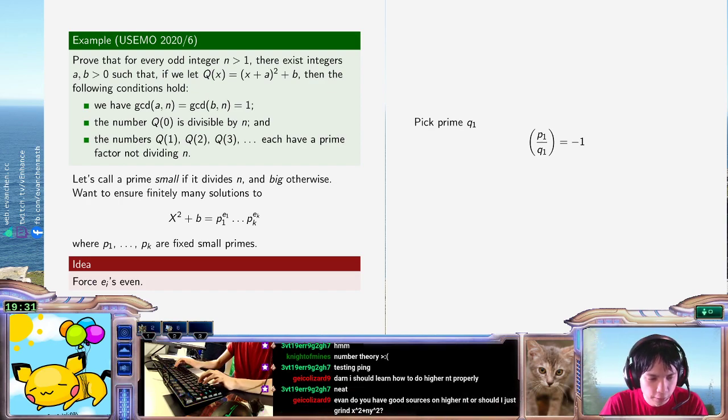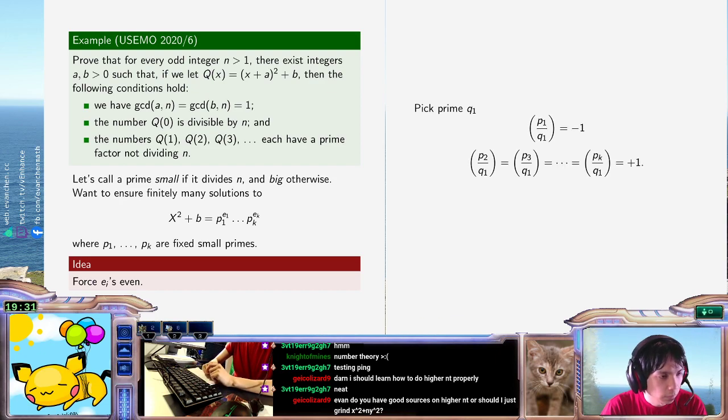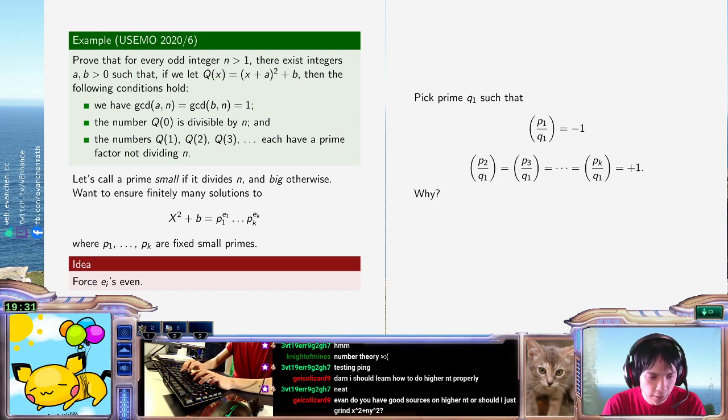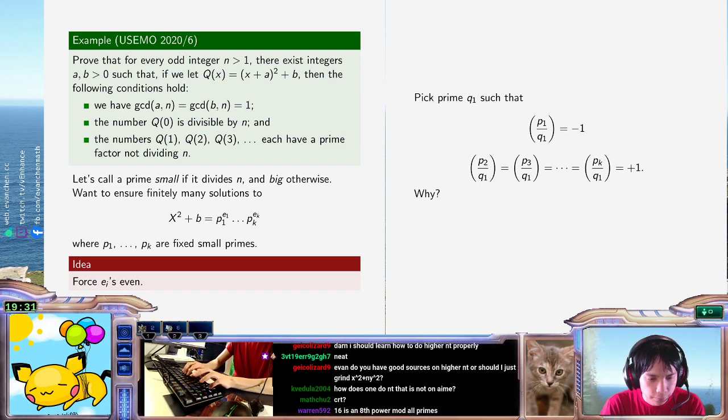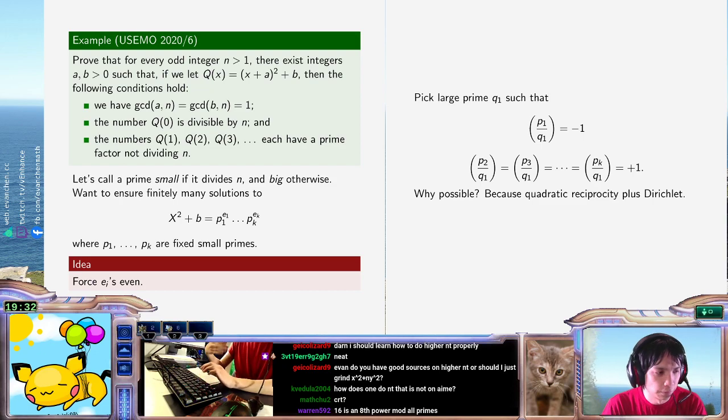You don't have to pick exactly this pattern, but I think this is the easiest pattern to pick. So why can you do this? Because basically quadratic reciprocity plus Dirichlet's theorem. Quadratic reciprocity tells you that all the conditions are saying that Q should be certain things mod the P's and 4. Dirichlet tells you that such a prime exists because it's just a modulo class.